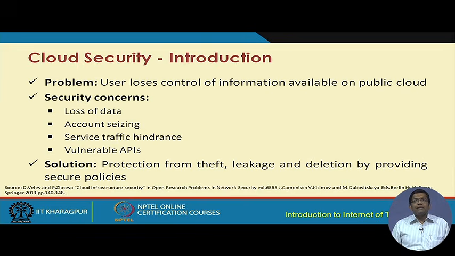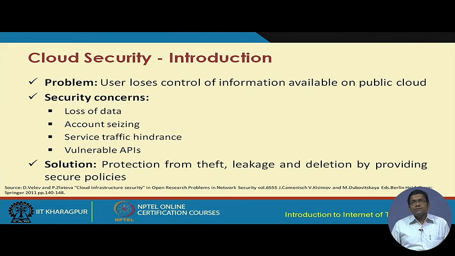So data security is very important, and overall the security of the cloud platform is very important, because otherwise the customers will have a lot of concerns which will affect directly or indirectly their use of cloud services. So, the problem is that the user in a cloud platform would essentially lose control of the information that is available on the public cloud.